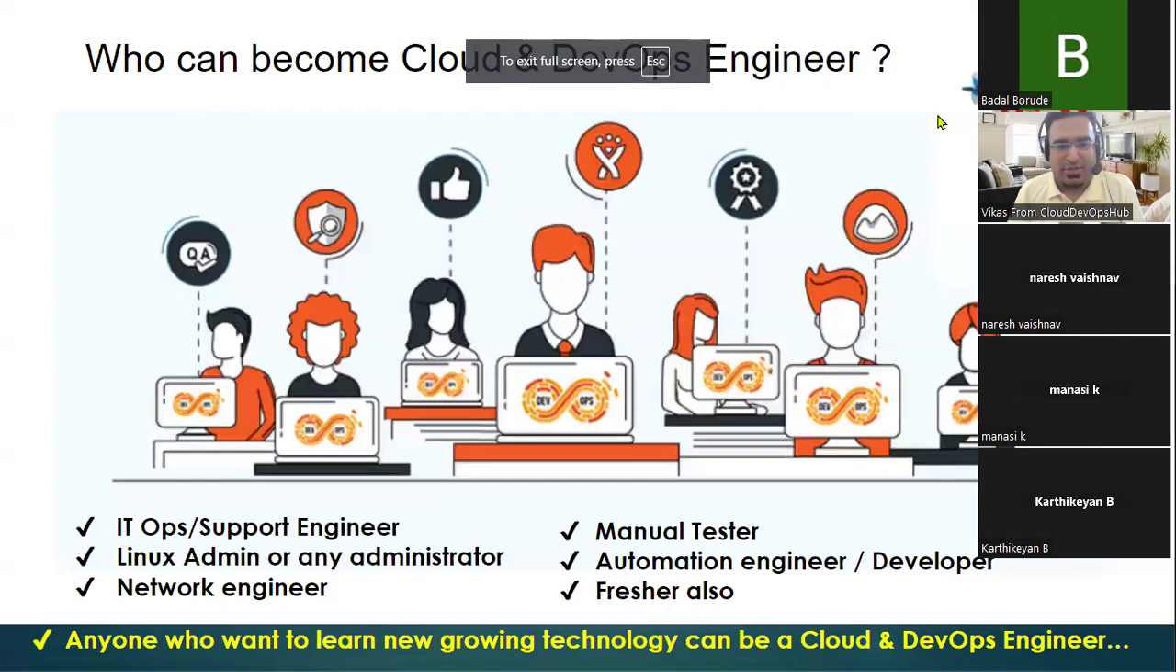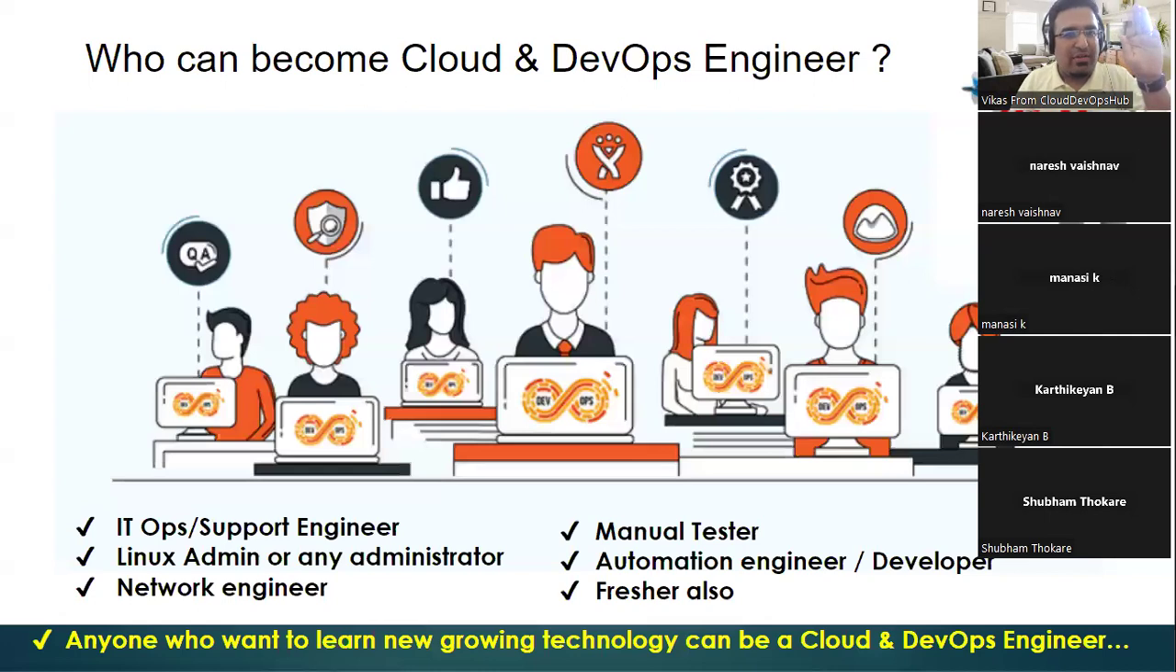Now another very important question. Who can become a cloud and DevOps engineer? Everyone has already put in the group that you are from a support engineer role, or some different role. Let me start with the very first question. Sir, I am a support engineer, can I become a cloud engineer or DevOps engineer or not? It is very possible because you are already in the operations part. You just have to understand a little bit of the development part and you can become a DevOps engineer.